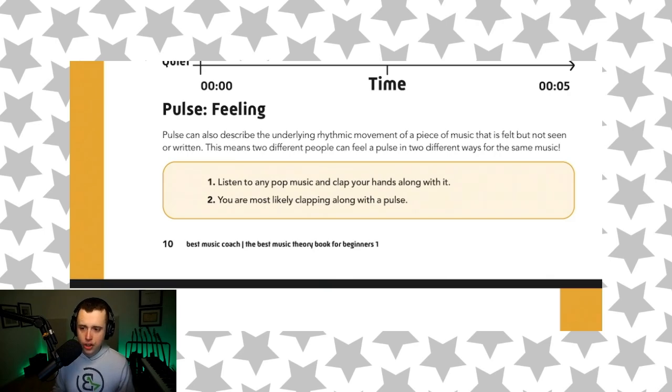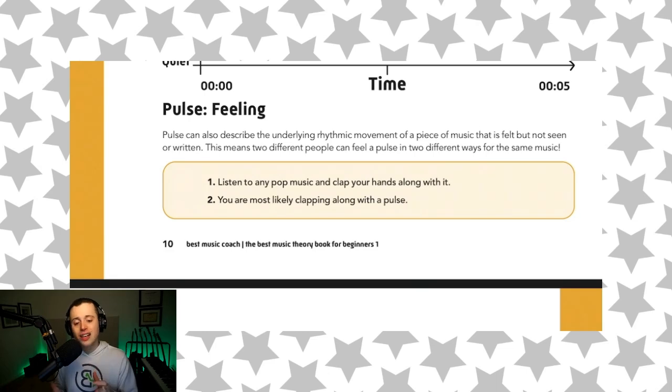Interesting, huh? So when you hear a piece of music, you might start to clap along with it. When you clap along with it, you are feeling the pulse. No one's telling you to clap along with it, but you sort of instinctively feel where to clap or where to bob your head. That's you feeling the pulse.